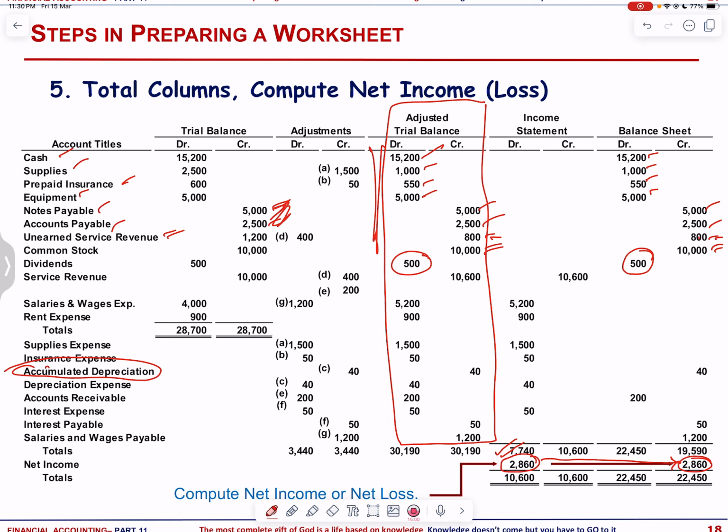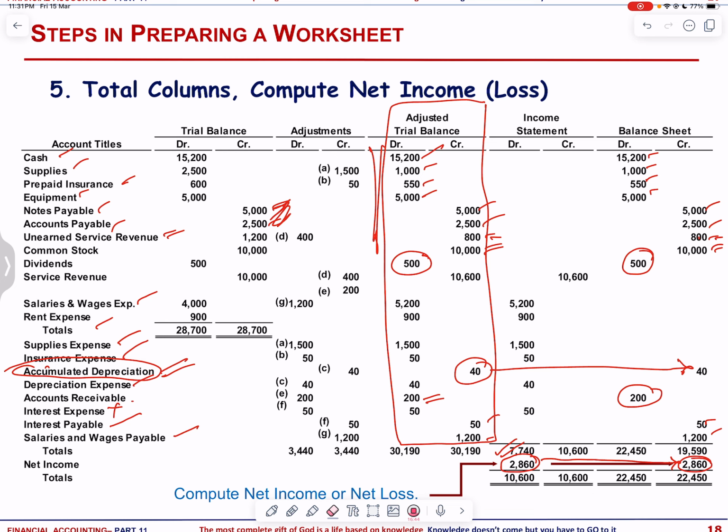Now, other things to be added. Obviously expenses we don't record, as they are in the income statement. Accumulated depreciation is in the credit, so we record it in the credit. We don't record depreciation expense. Accounts receivable is there for 200, and this is in the debit, so we record it in the debit. Interest expense we don't record. Interest payable and salaries and wages payable are 50 and 1,200, so that's how we record the interest payable and salaries and wages payable.